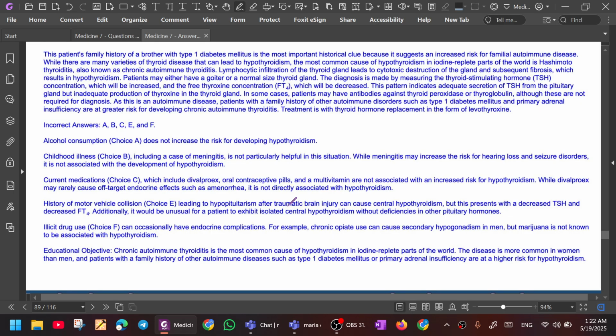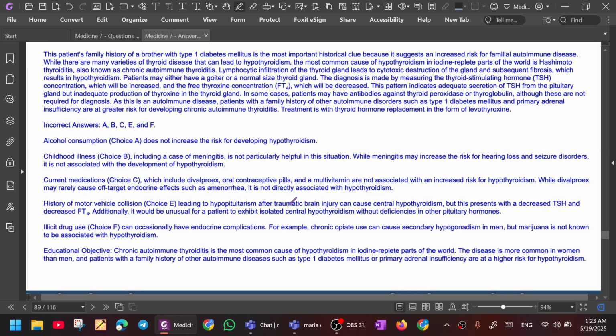While there are many varieties of thyroid disease that can lead to hypothyroidism, the most common cause of hypothyroidism in iodine replete parts of the world is Hashimoto thyroiditis, also known as chronic autoimmune thyroiditis. Lymphocytic infiltration of the thyroid gland leads to cytotoxic destruction of the gland and subsequent fibrosis, which results in hypothyroidism. Patients may either have a goiter or a normal sized thyroid gland.